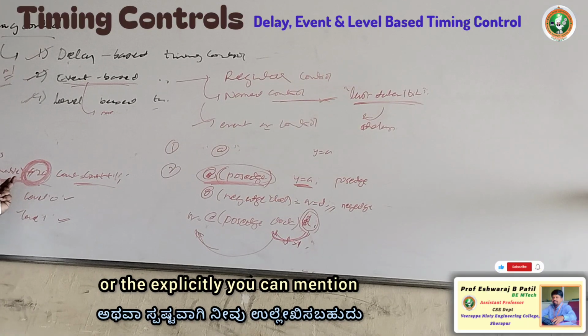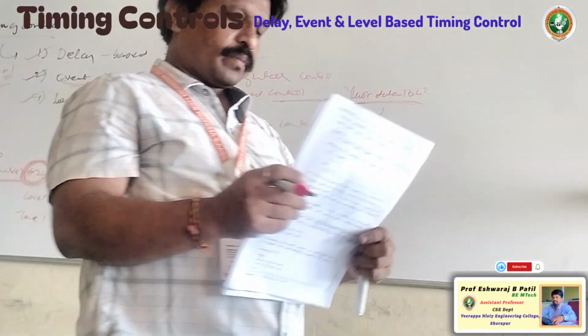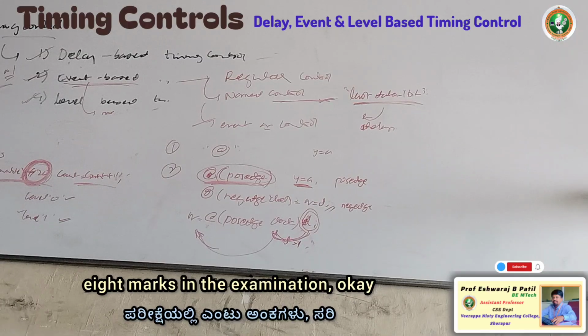You can explicitly mention it. This is all about the timing control in the behavioral model. Okay, this is what they will be asking for 8 marks in the examination.